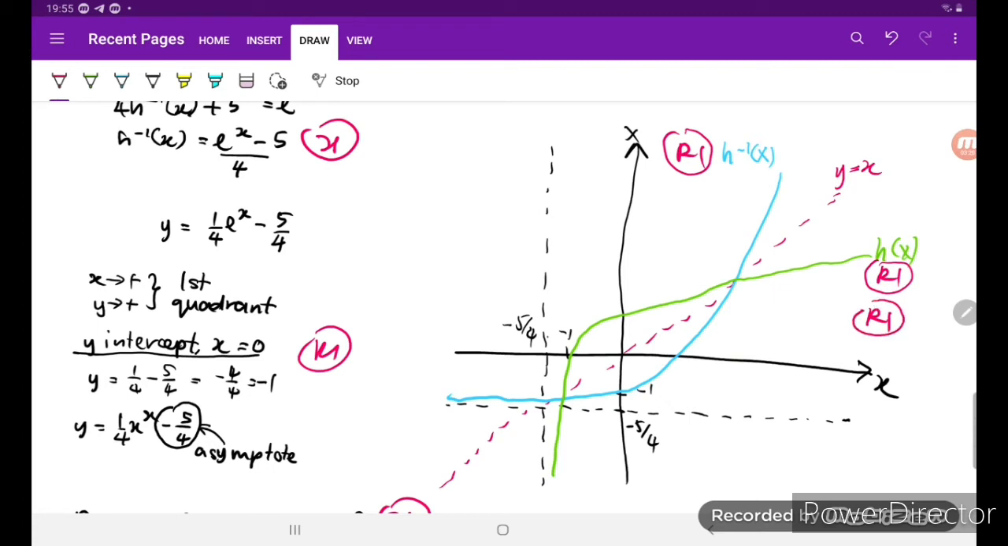Okay, the graph will be, if I sketch h inverse, the graph should start from the first quadrant, and then the intercept is at -1. Okay, graph is at -1, and then cannot touch -5 over 4. Cannot touch this. In this case, because the intercept is below y equals to 0, so it should cut y equals to x.